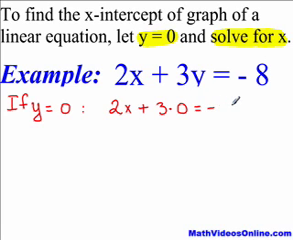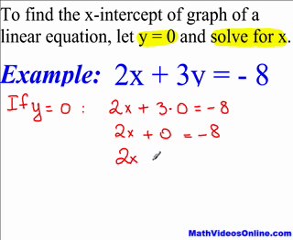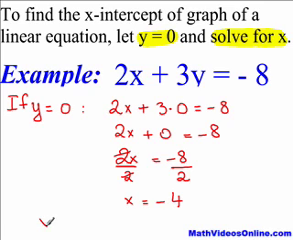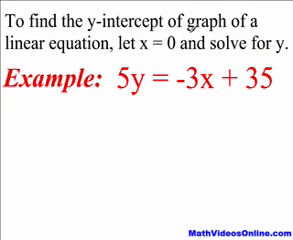So let's do this in this example. Replace y with 0. This leads us to 2x plus 3 times 0, which is 0, equals -8. Therefore, 2x is -8. Divide by 2 to isolate x. X is -4. The x-intercept is -4. So to find the x-intercept, set y equals 0 and then solve for x.